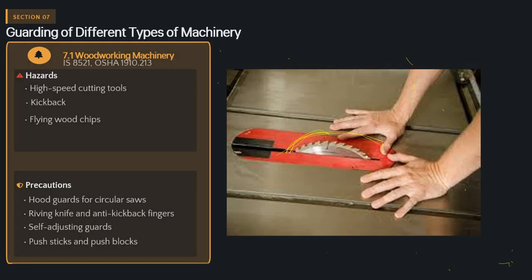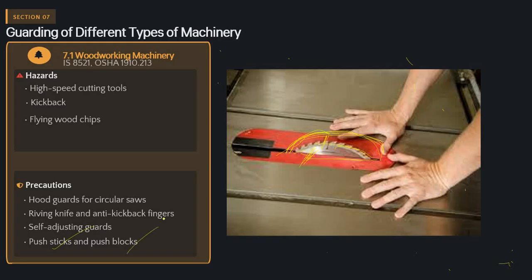What happens if the piece pulls, it will stop here. And kickback means, suppose you are placing a wood piece, sometimes it hits hard surfaces and will create some kickback. To avoid this, we put anti-kickback fingers and self-adjusting guards. The hood guard itself is self-adjusting, so whenever the wood piece is of high size, it adjusts.